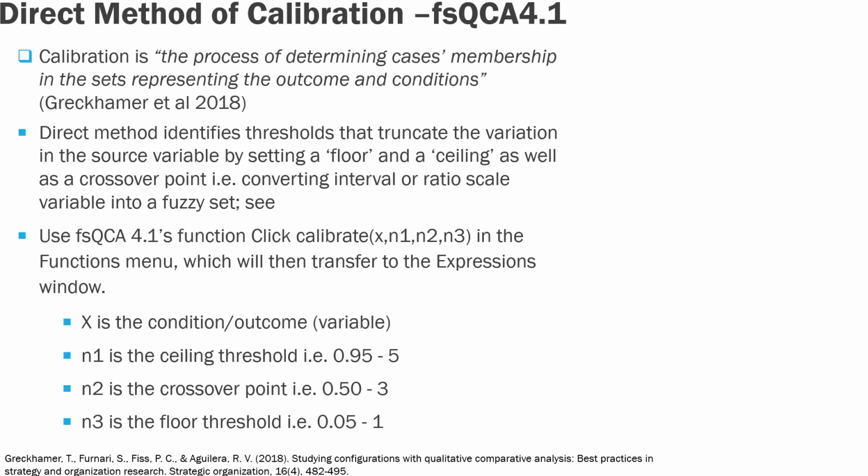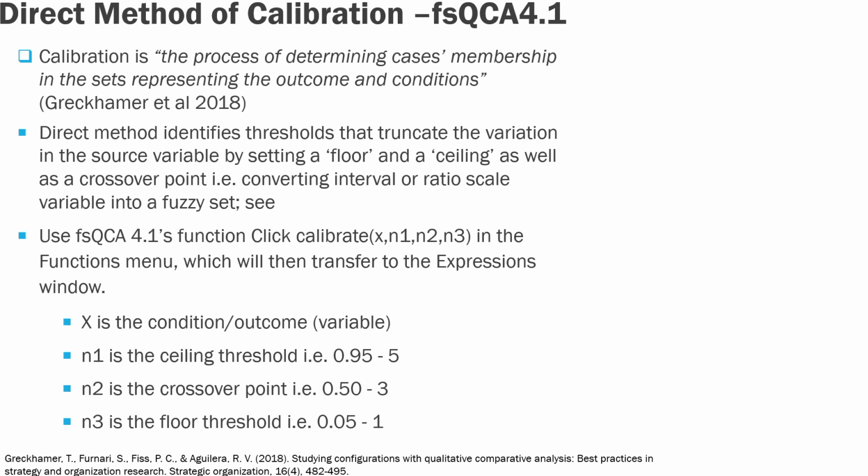In the direct method, we identify thresholds. There are 3 thresholds that we need to identify: the ceiling, the maximum value; the crossover, which tells that beyond 0.5 the variable is more in than out, and less than 0.5 more out than in; and the third one is the floor threshold, or the low value, which is 0.05. If we take 5-point Likert data, 5 would be the ceiling, 0.95, 3 would be 0.5, and 1 would be 0.05.